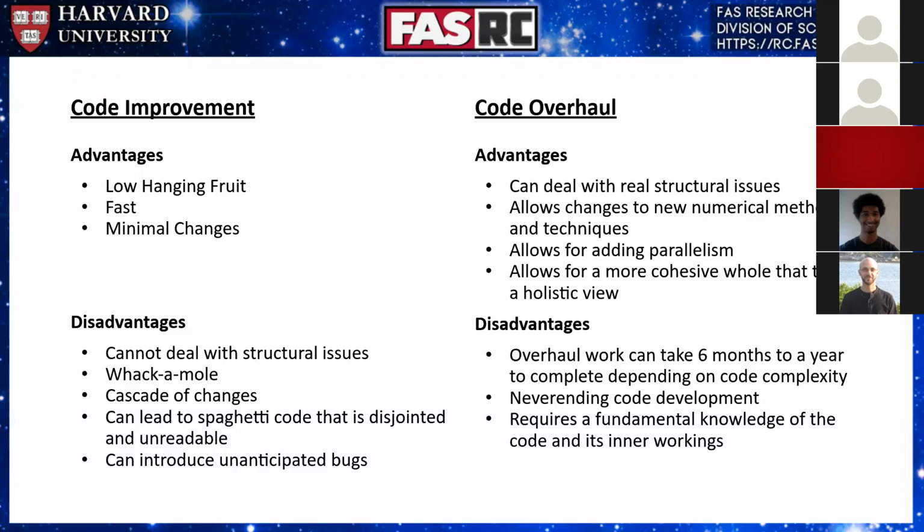The disadvantage of this overhaul work, I'll tell you up front, is that it typically takes six months to a year to complete, depending on how complex your code is. A complete overhaul is going to eat up a lot of time, and it's going to basically be your entire job for up to a year.